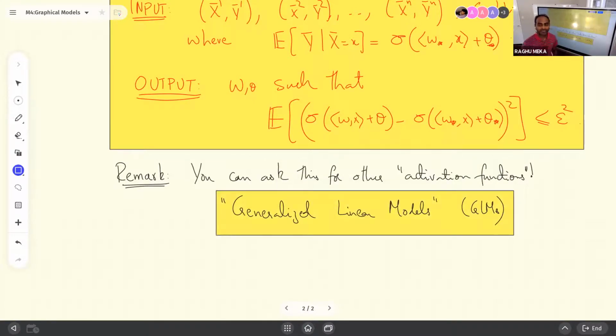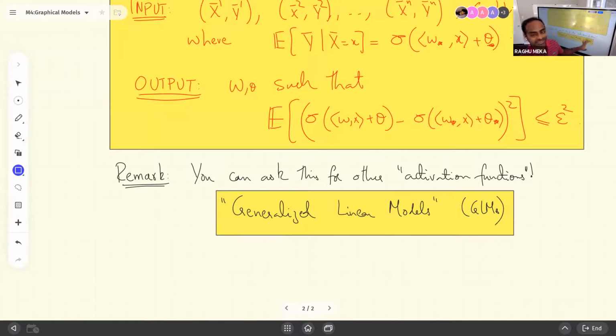Okay? You can also think of it as the problem of learning a single node neural network with some activation function where you have noise. Without noise, the thing is easy, but with noise, y bar is not exactly equal to the sigma, it's only equal to it in expectation. Okay, any questions about this general problem now?